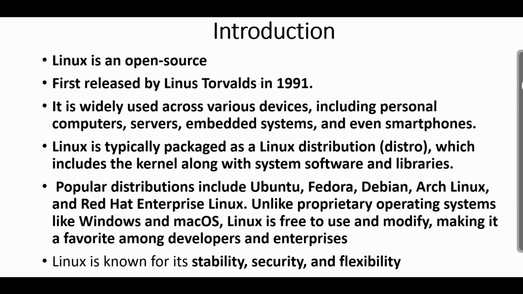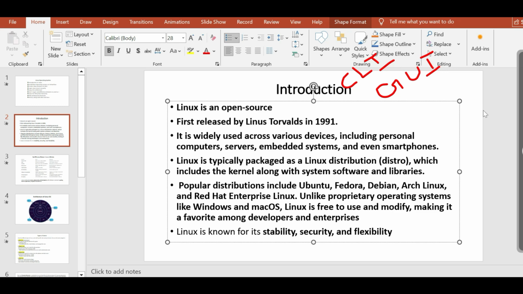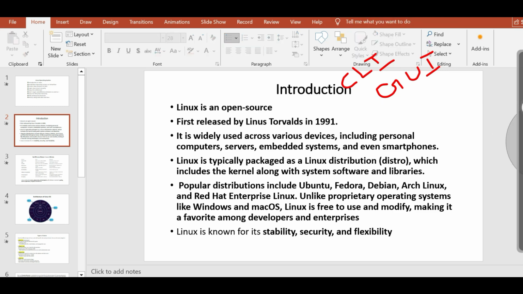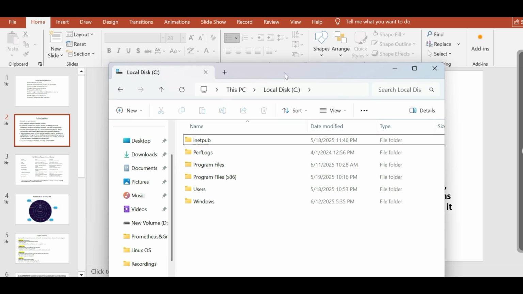See, we have two types of operating system. One is CLI, command line interface. Another one is graphical user interface, GUI. What is the difference between graphical user interface and CLI? I'll show you. Let me erase this. Okay. Now I'll go to my C drive.